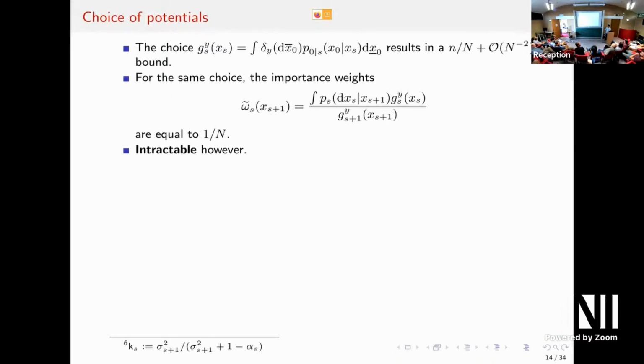Anyway, I think that it's not Kalman. Okay, I'm interested in continuing this afterwards.